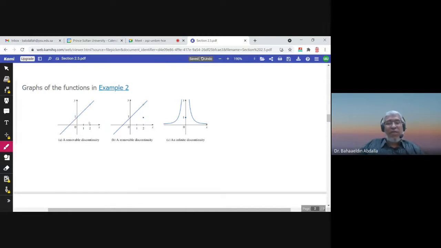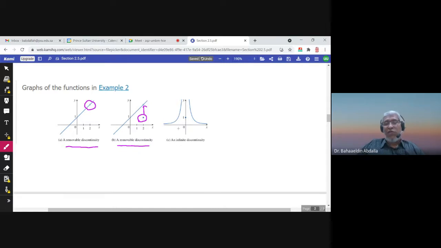Notice this is an example of a removable discontinuity, okay? Because f of 2 is not defined. Just define the function, make f of 2 equal to this number, and it will be continuous. This is also an example of a removable discontinuity where the limit exists, but it is not equal to f of 2. So just take this closed circle up, fill this circle, and the function would be continuous. So you can make the function continuous.